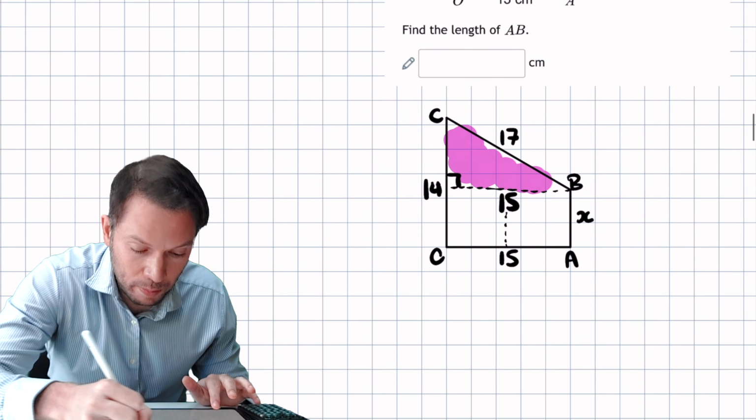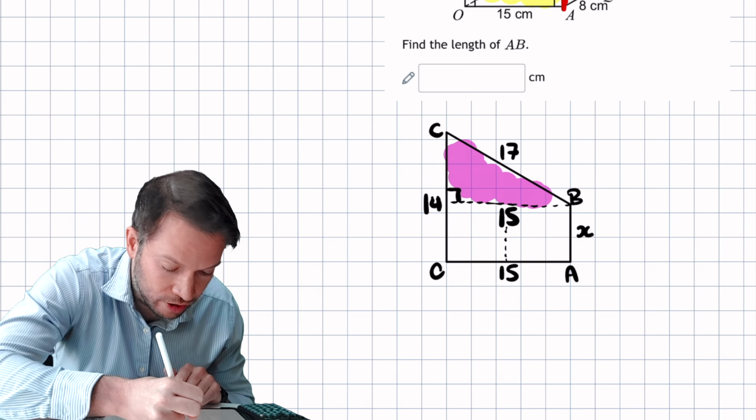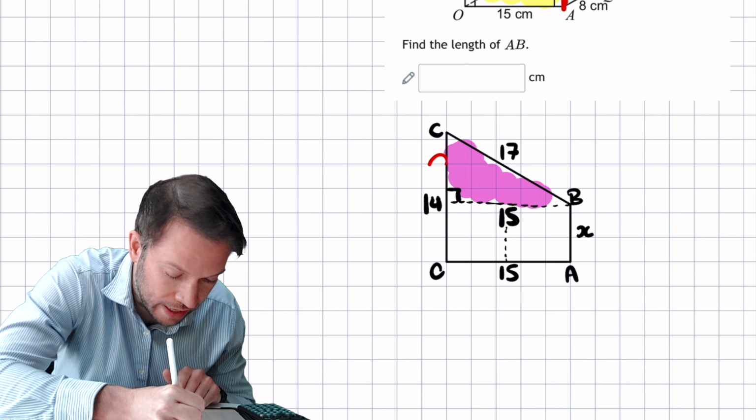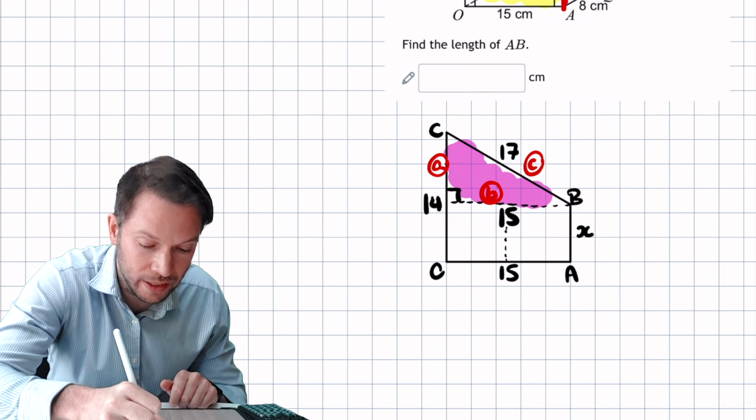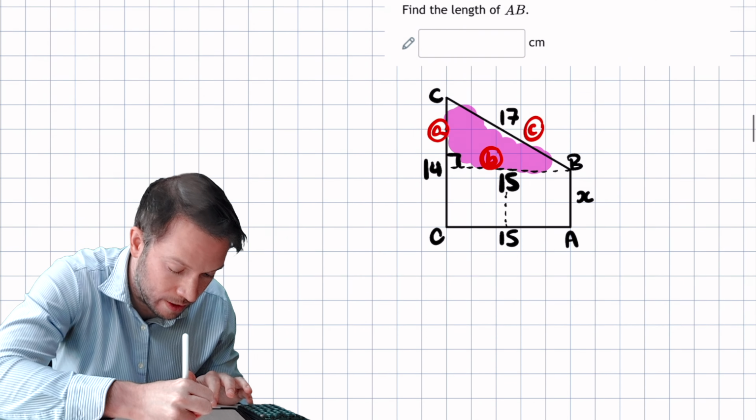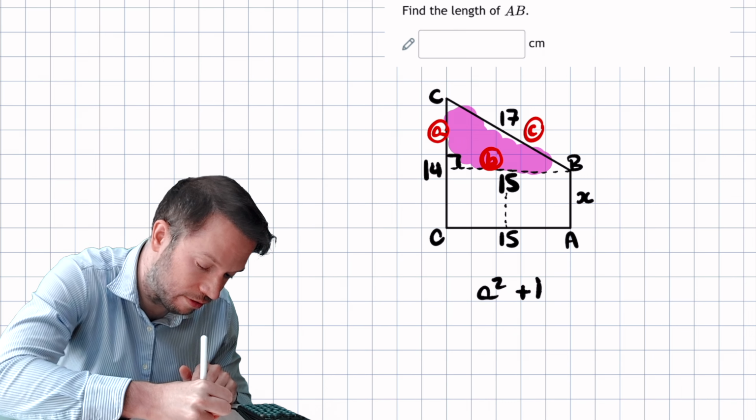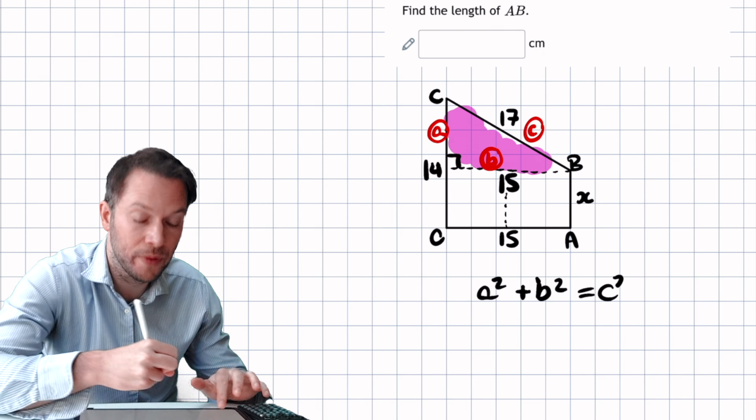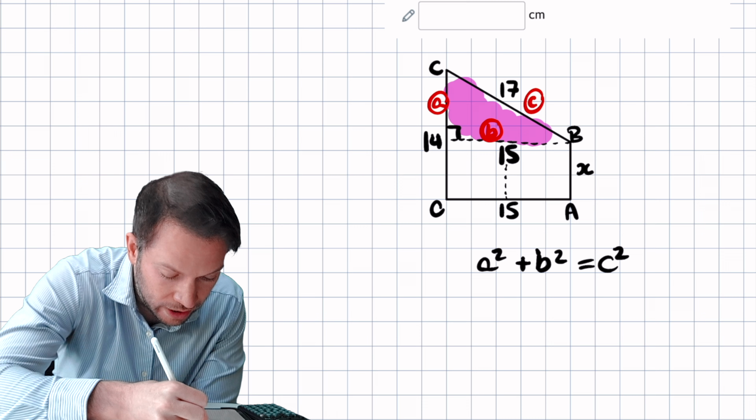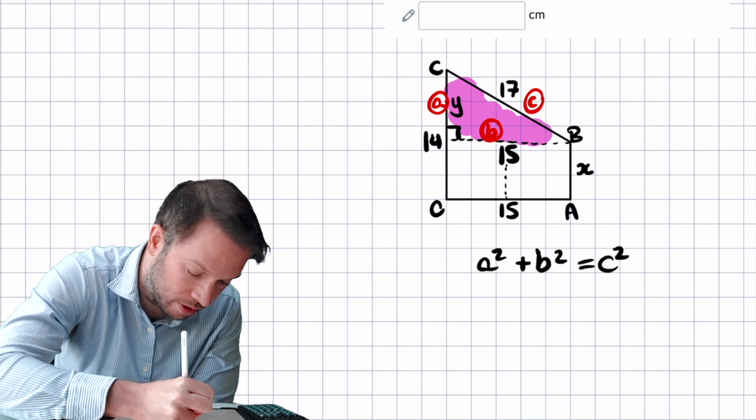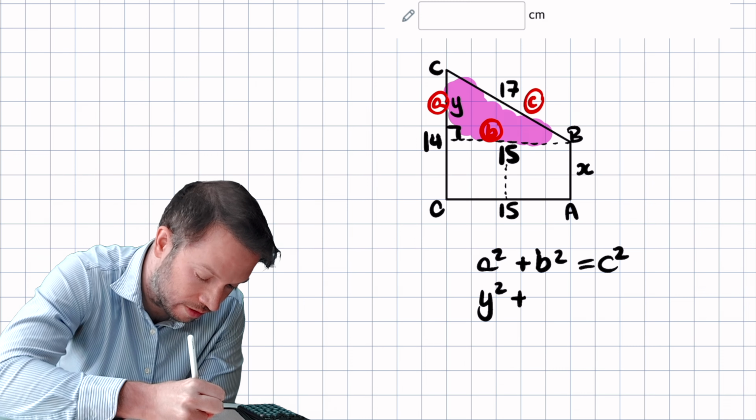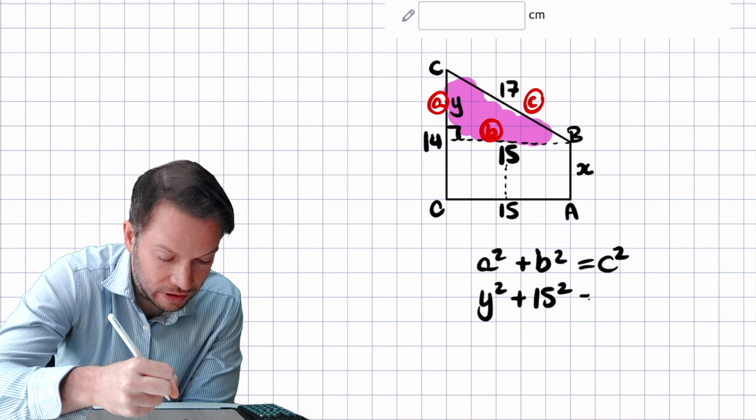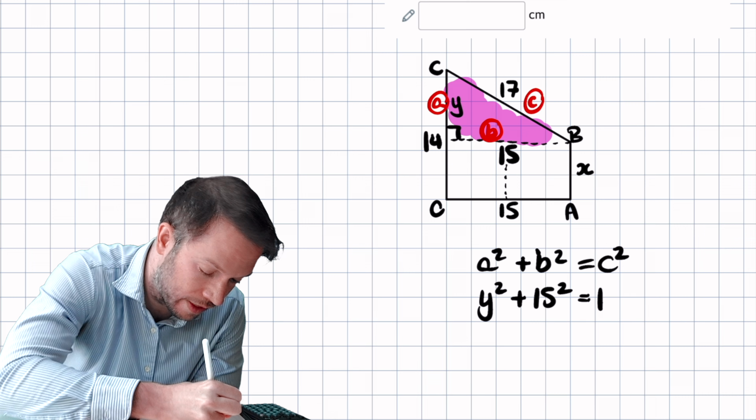So remember how Pythagoras works. If you label the two shorter lengths of this triangle as A and B, either way around, and then the hypotenuse, the longest length, is C, then by Pythagoras theorem, A squared plus B squared is equal to C squared. That's Pythagoras theorem. Now, A, we don't know what it is. Let's just call it Y for the moment. So we can do Y squared plus B squared. Well, B is 15, so 15 squared is equal to C squared. Now C is 17, like that.